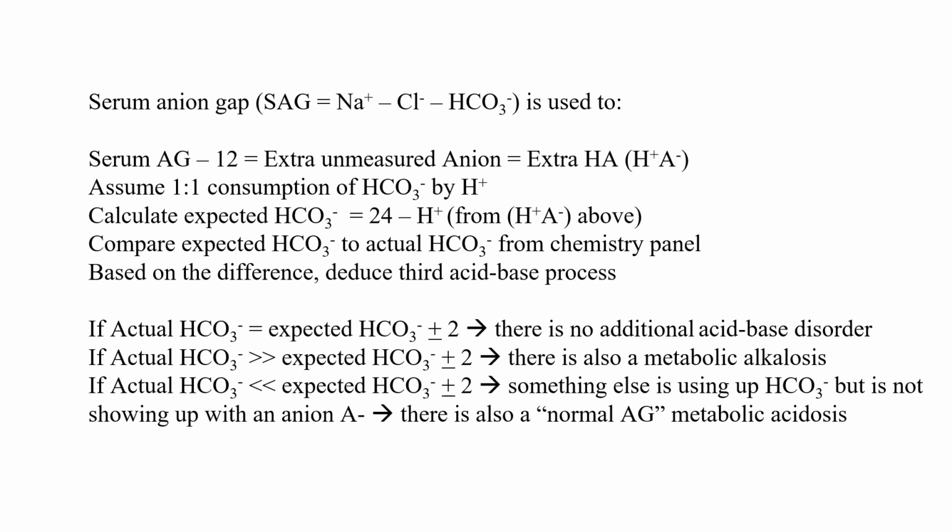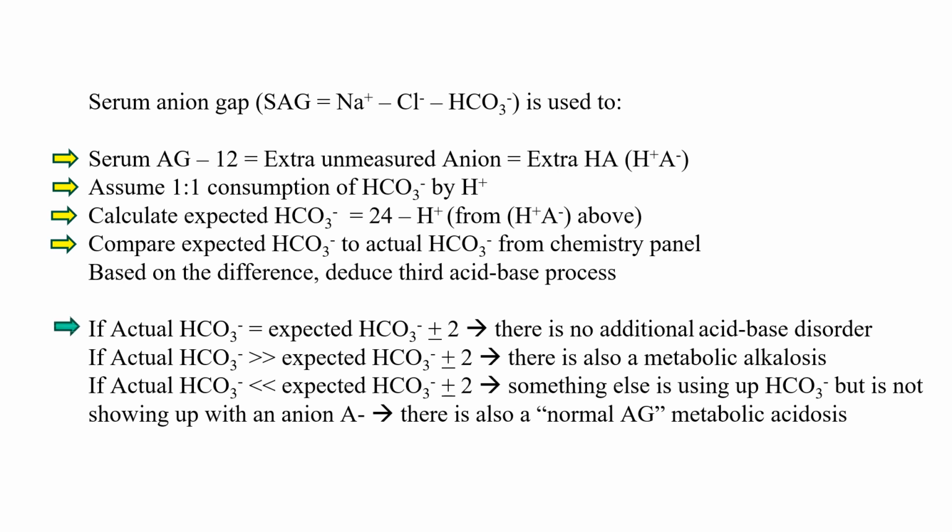Let's review the utility of calculating a serum anion gap. An elevated anion gap gives us an idea of how many HA acids are present in the body. Assuming that every acid uses up a serum bicarbonate, we calculate the expected serum bicarbonate. We then compare this expected bicarbonate to the actual bicarbonate from the chemistry panel. Based on the difference, we can deduce the presence of another acid-base process, if any.